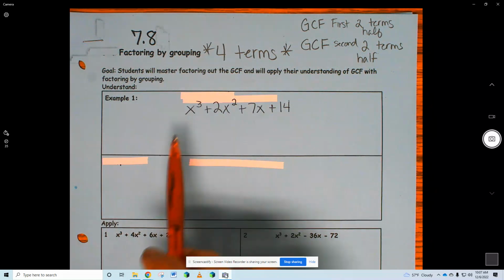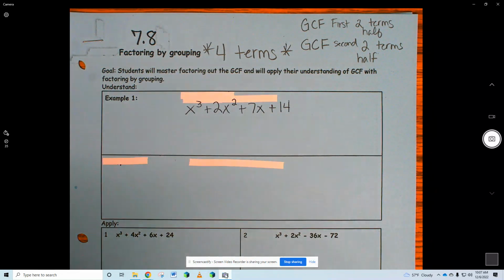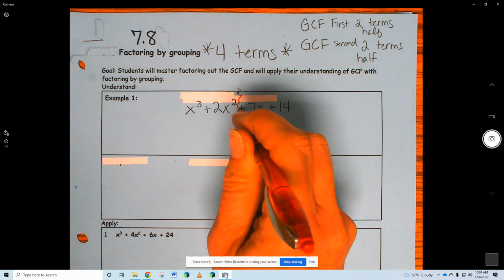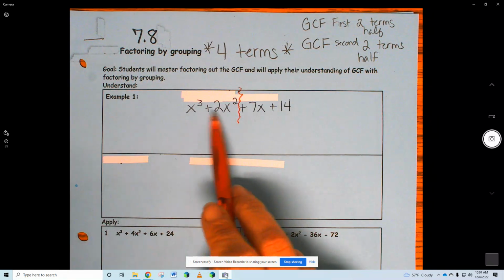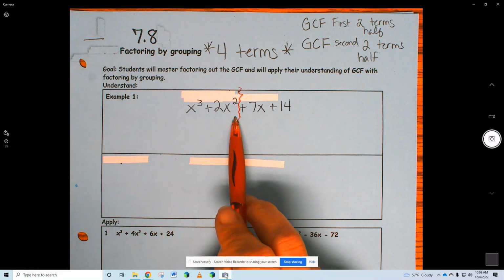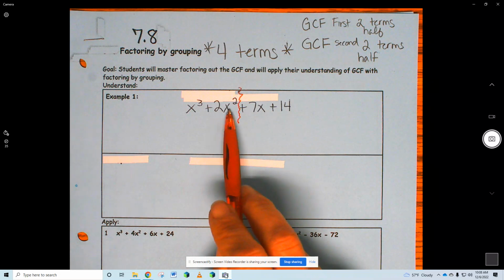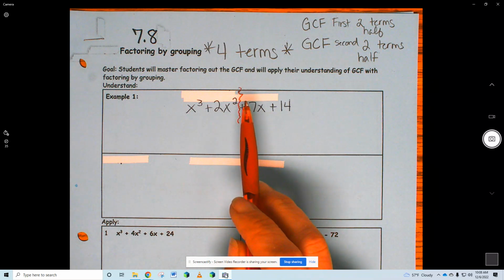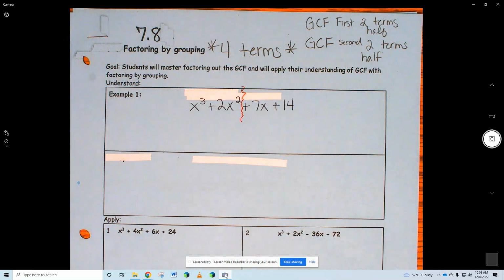So here's example 1. When I cut it in half, I physically want you to draw a line after the second term, but before the sign. So I drew it before the plus sign, right after the 2x squared. That's where I would draw it in half. I have this 4. I need to cut it into 2 and 2. First I'm going to look at the first half, and GCF a number out of here.